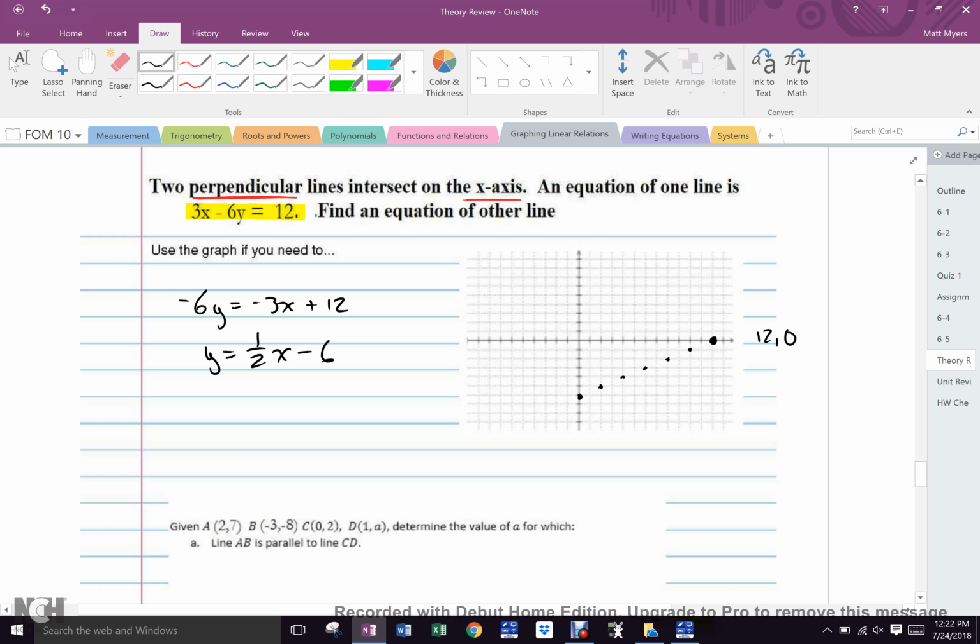So that's my x-intercept. The other line has the same x-intercept, but it's perpendicular. So you start there, and then you go perpendicular to 1/2, a slope of negative 2, up 2 over 1, and there's your slope.